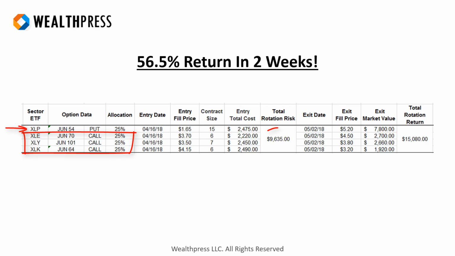So how do we do? We started with $9,635 and we ended with $15,080, all in 10 days. And we were able to achieve 56.5% gains because we were able to isolate the strongest and the weakest sector. That's the most important thing you need to do when you're trading sectors. You don't need to be a slave to the overall stock market.